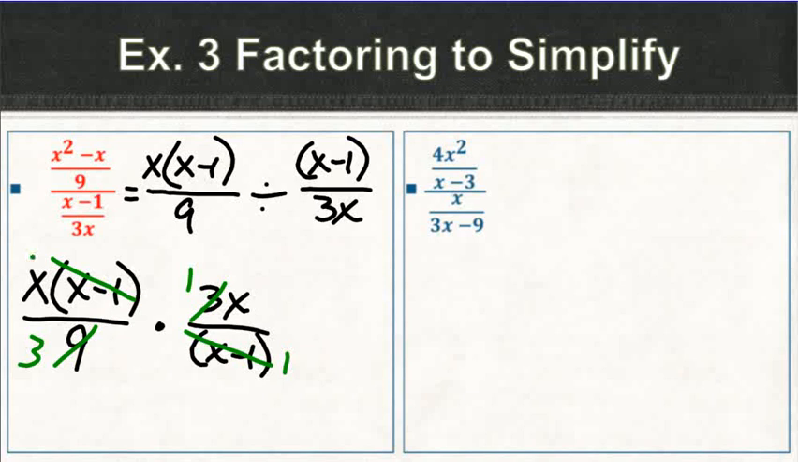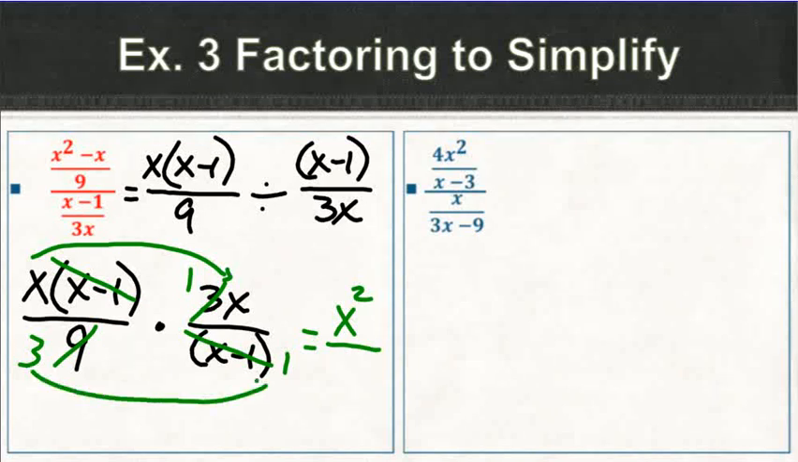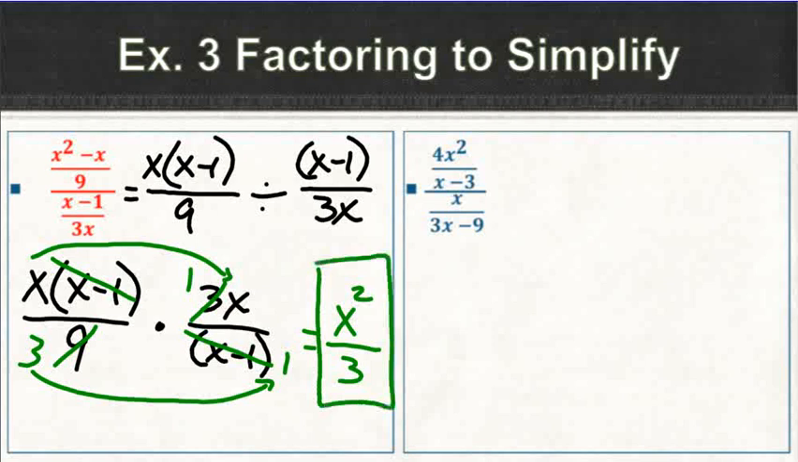Now I just have to multiply the numerator times the numerator, which gives me x squared. And the denominator, 3 times 1, gives me 3. So my answer is x squared divided by 3. You may pause the video and try one yourself.